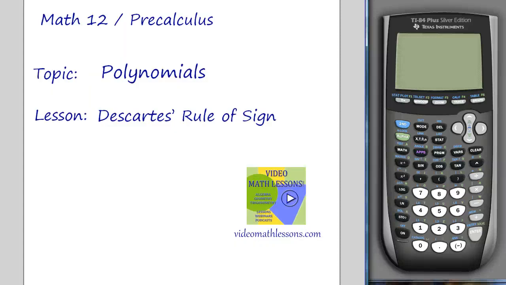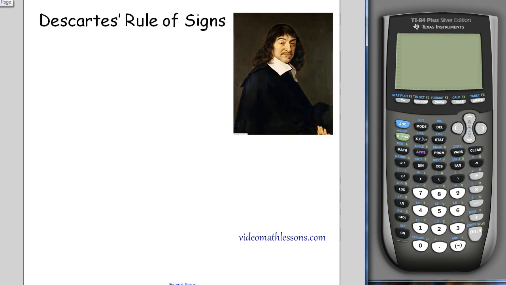Tonight we're going to do Math 12, Pre-Calculus, and our topic is polynomials. The lesson for tonight is going to be Descartes' rule of sign. So Rene Descartes was a mathematician and philosopher. If you ever heard the quote, "I think therefore I am," then you've heard of Rene Descartes. But we're concerned more about his mathematical skills.